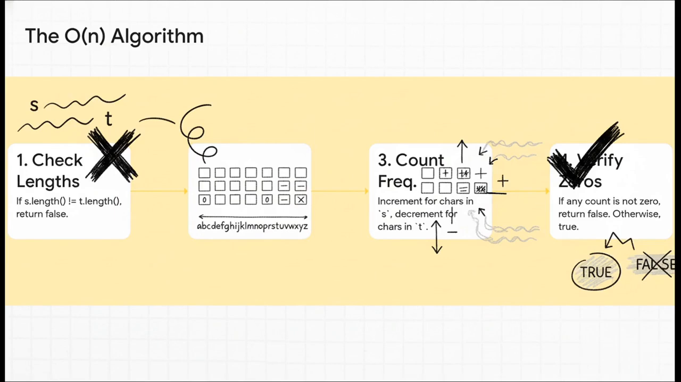Then, we make a super simple array with 26 slots, one for each letter of the alphabet, all set to 0. Now, we loop through our strings just once. For every letter in the first string, we add 1 to its slot in the array. For every letter in the second string, we subtract 1. If they're perfect anagrams, every +1 will be canceled out by a -1, and our whole array will be full of zeros at the end.